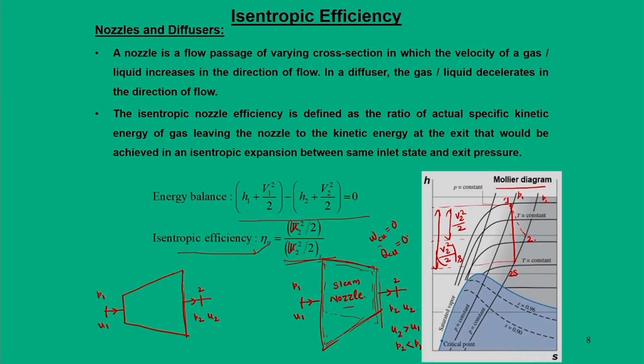So, the initial state is P1, velocity is U1, final state is P2, velocity is U2. The other action would be, here U2 is less than U1 and P2 is greater than P1. This analysis also we can do through a control volume, and we call this a diffuser action.